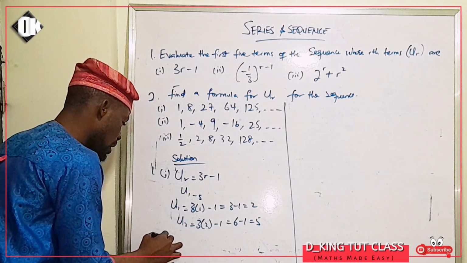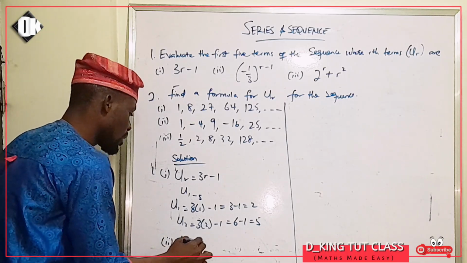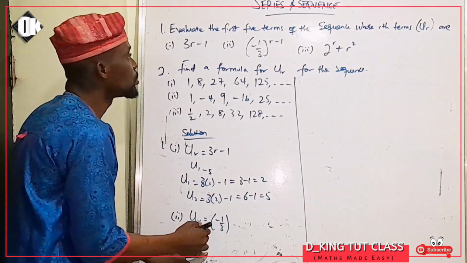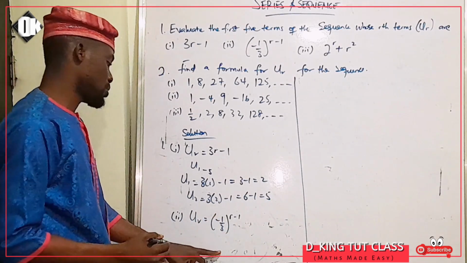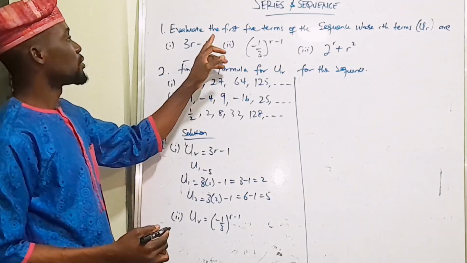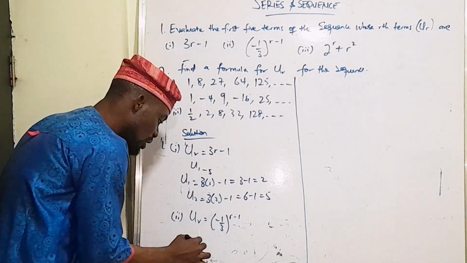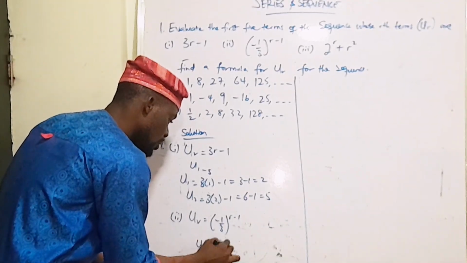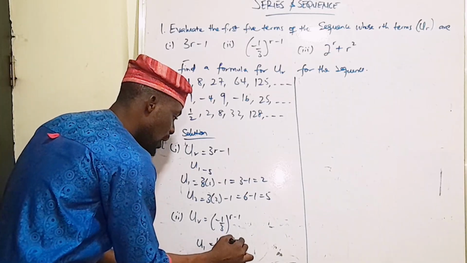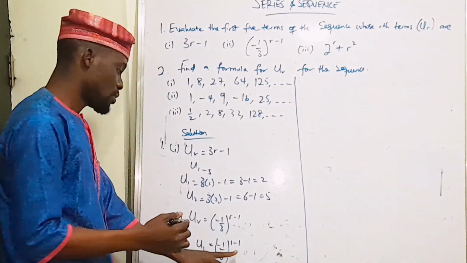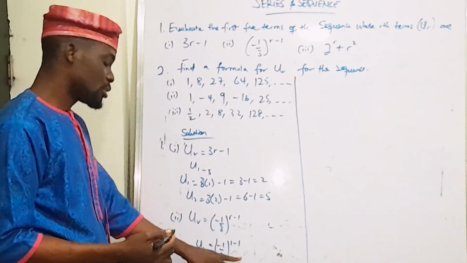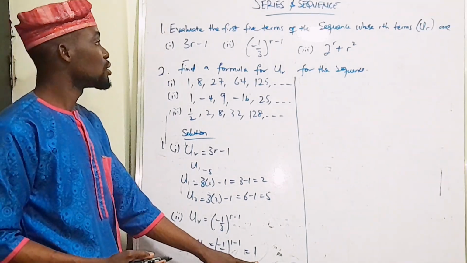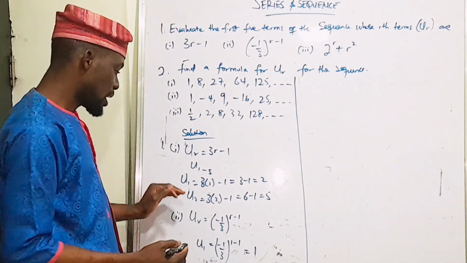Now, for number 2, what's the formula of Ur there? The formula is (minus 1 over 3) all raised to the power r minus 1. At this point also, finding the first 5 terms, I'm to test for U1 to U5. U1 here becomes (minus 1 over 3) all raised to the power 1 minus 1. And 1 minus 1 is 0. All this raised to the power 0 gives me 1. So the first term for this second equation is 1. And so on and so forth.